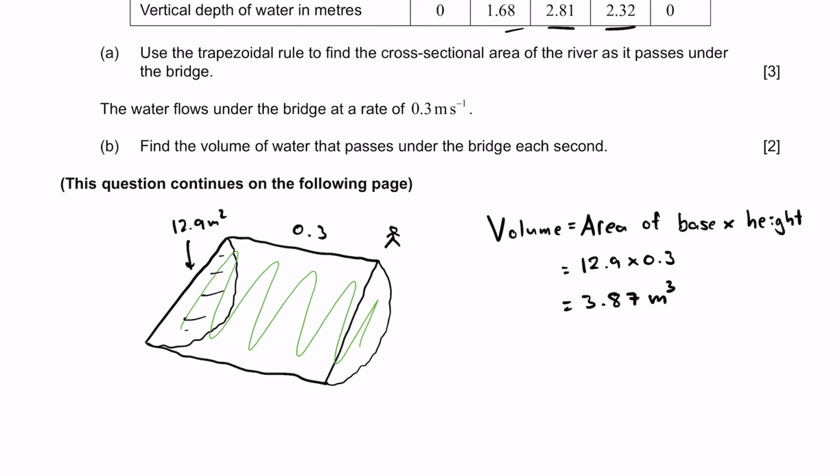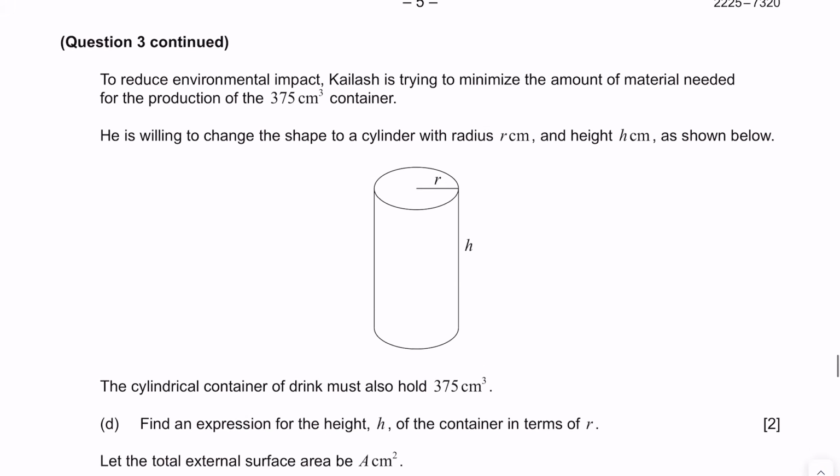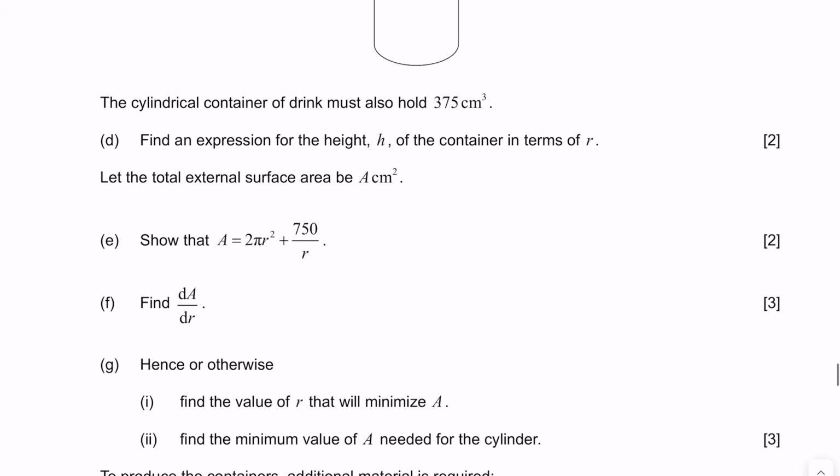Okay, let's go on. This one looks a little too familiar. I think that is an error.